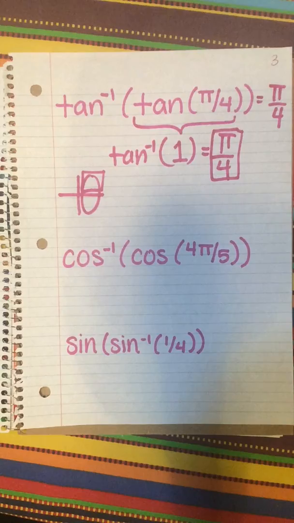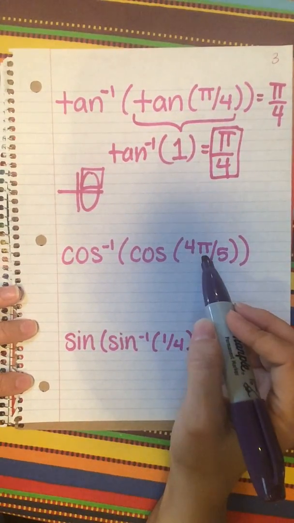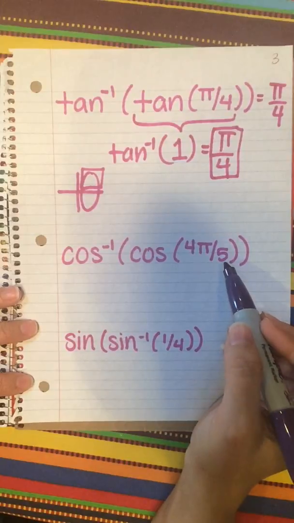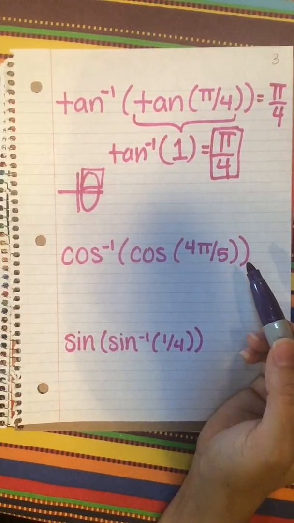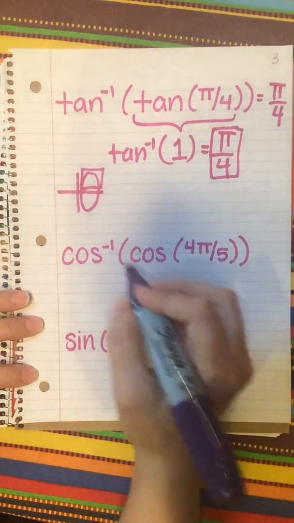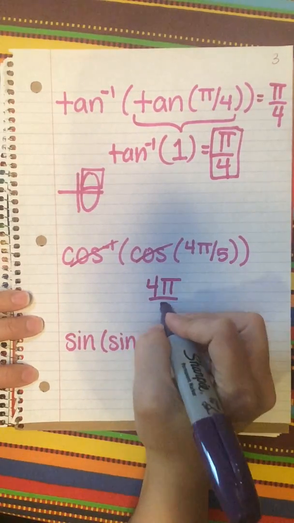Now, the rules are nice when you're dealing with a problem like this one, because 4 pi over 5 is not on the unit circle. However, it does exist between 0 and pi. So based on our rules, we know that those will cancel out, leaving you with just 4 pi over 5.